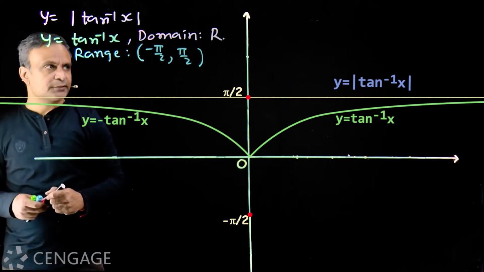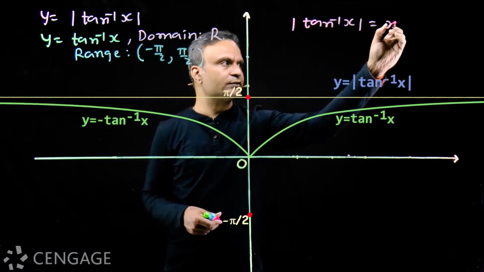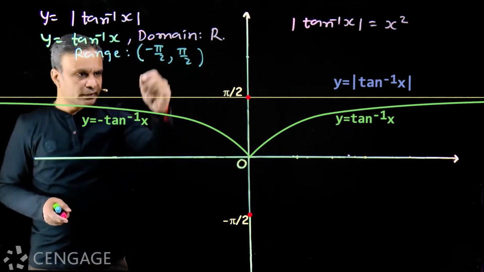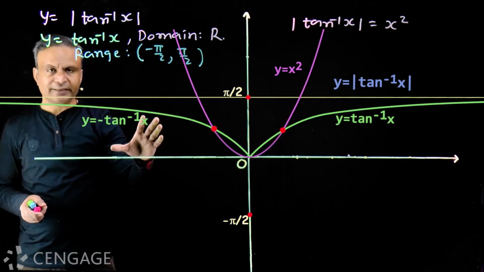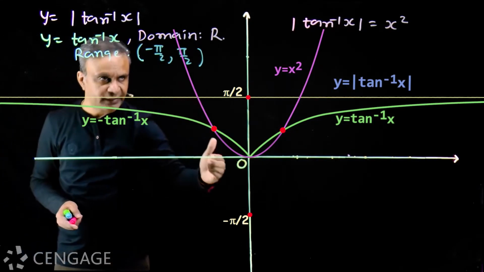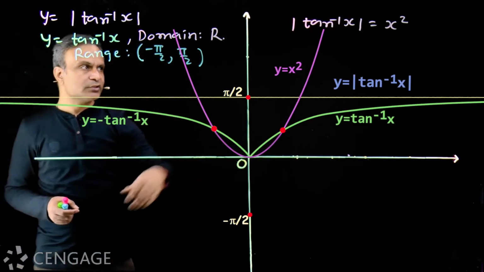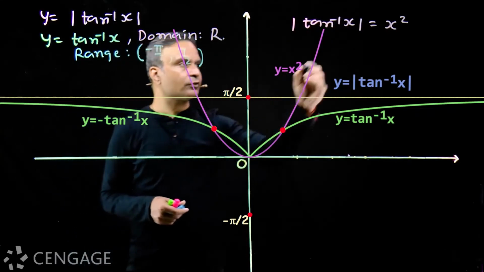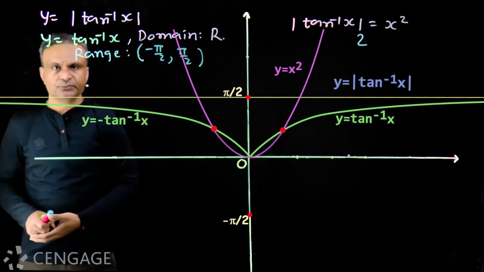Then we have a question like this: find the number of solutions to the equation modulus of tan inverse x is equal to x square. It's simple. We draw the graph of y is equal to x square on the same plot. Now these two graphs intersect at 2 points. So this equation has two distinct solutions. Okay, let's take some more examples.